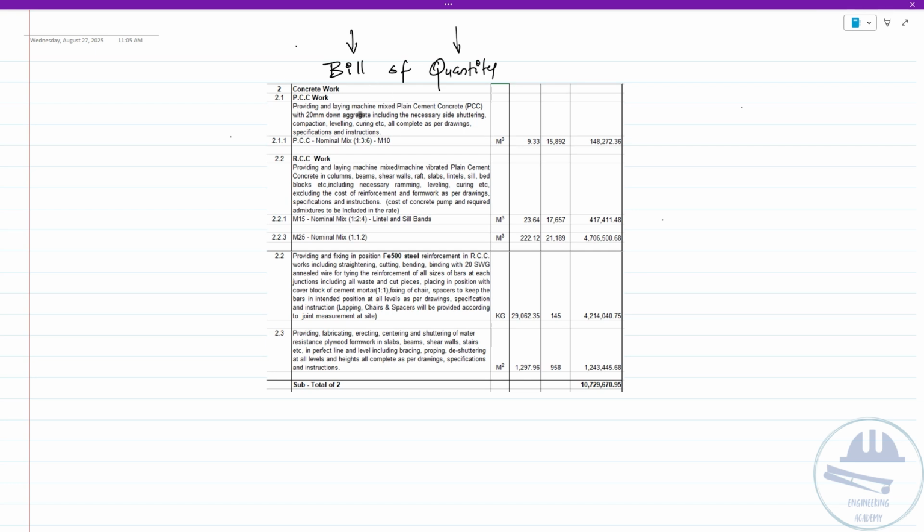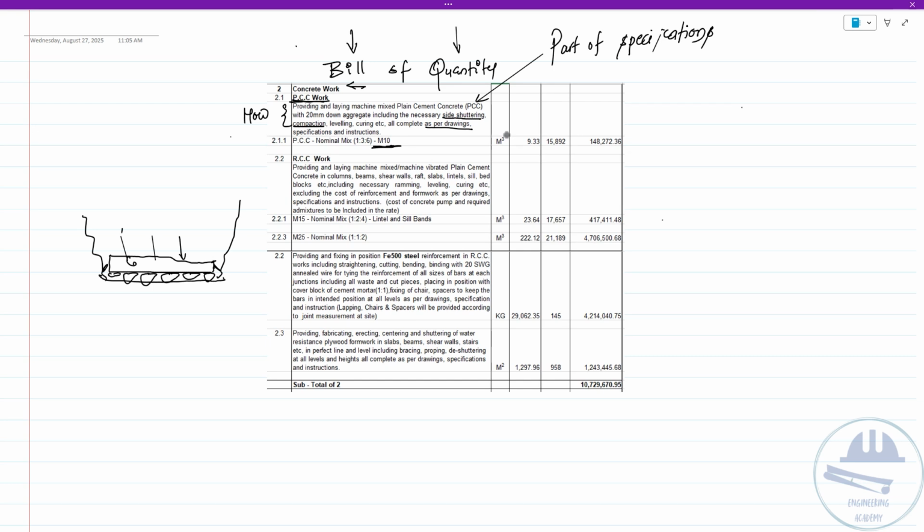For example, over here you can see it's a concrete work, okay, and it's 2 and 2.1, it's a PCC work. So the first thing is what work will be done. So you see the work will be PCC work and it falls under the concrete work, okay. So it is the division, and then you see how it will be done. So this part will say how it will be done. Next is you will get information about how this will be measured.